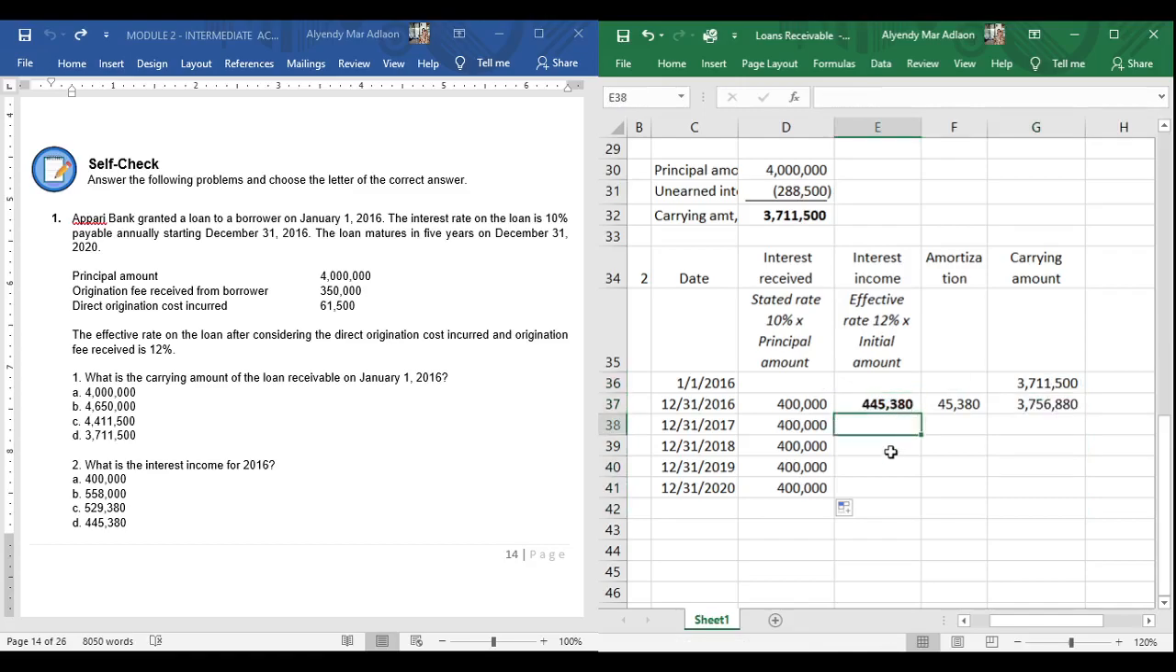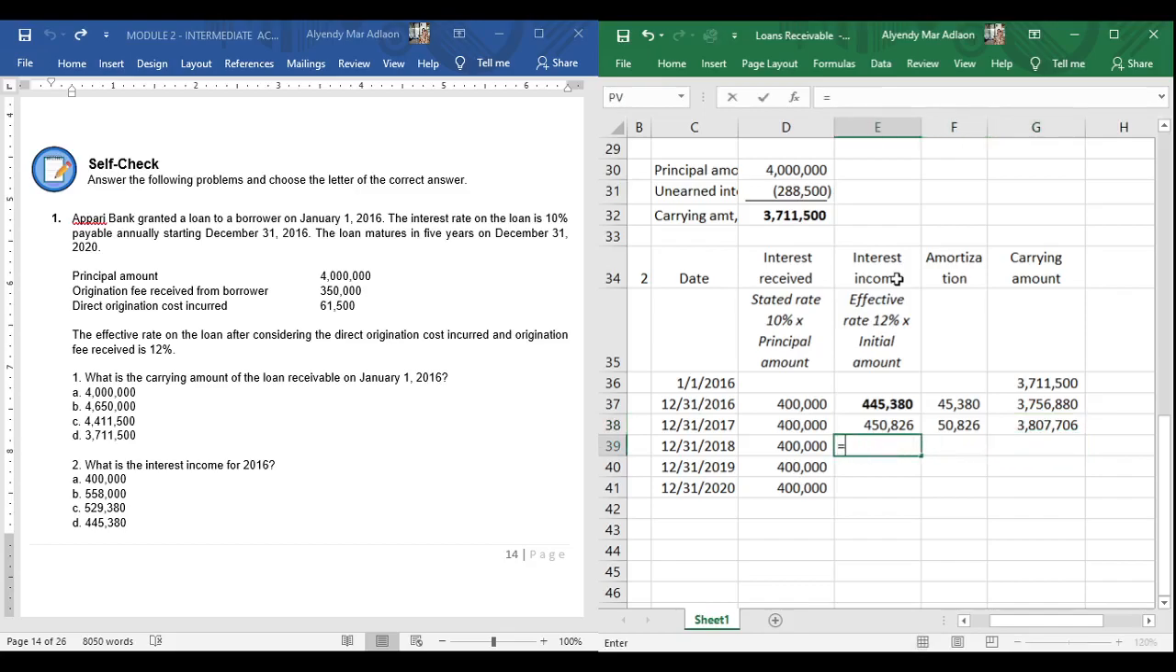Therefore, how about for 2017? How much is our interest income? That would be 3,756,880 multiplied by 12%, and you have 450,826. So just get the difference, and you will get 50,826. In that case, we add it to the carrying amount, so we have the new carrying amount.